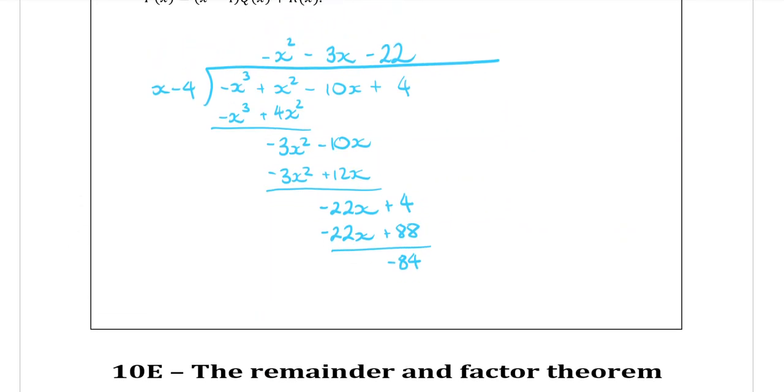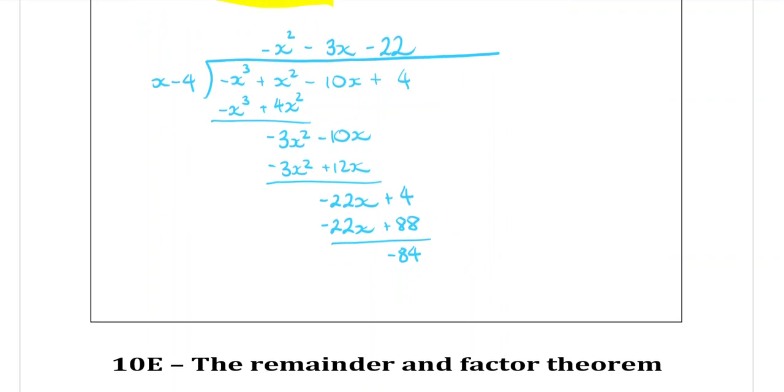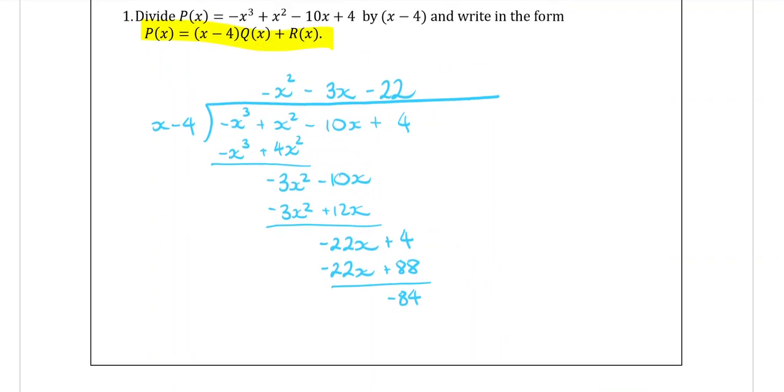Then we want to write that in the form indicated in the question, the p of x equals form there. So for this question, that will be p of x equals x minus 4 times the quotient, which is minus x squared minus 3x minus 22, and then the remainder on the end, so minus 84.